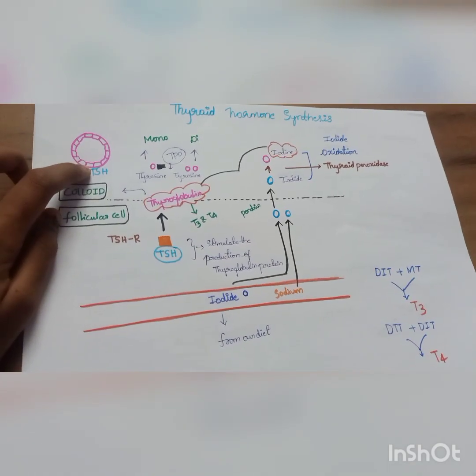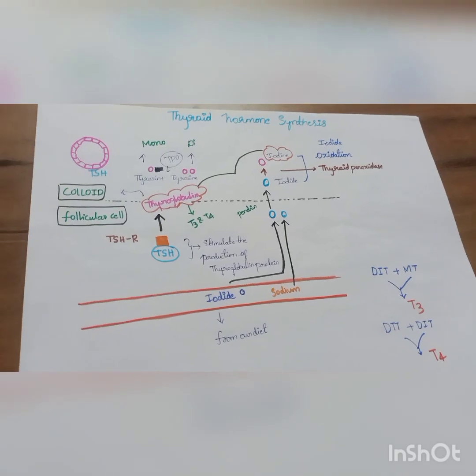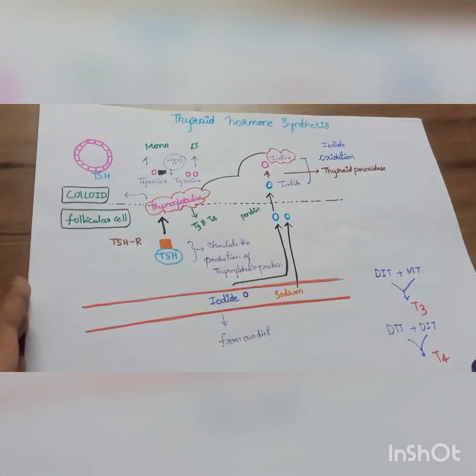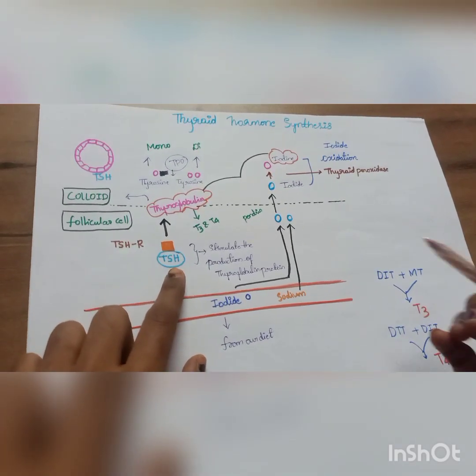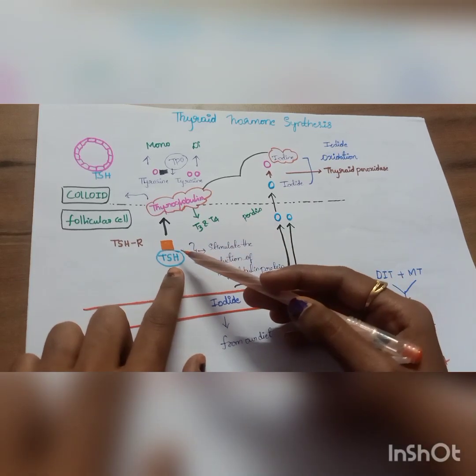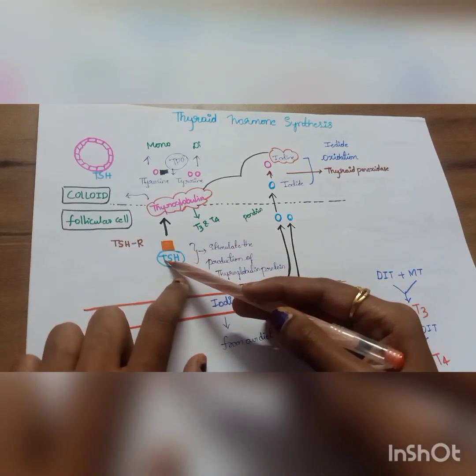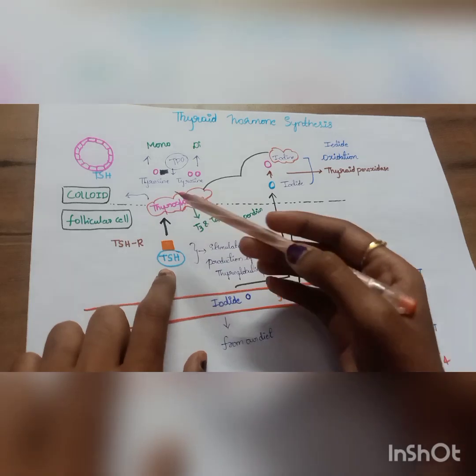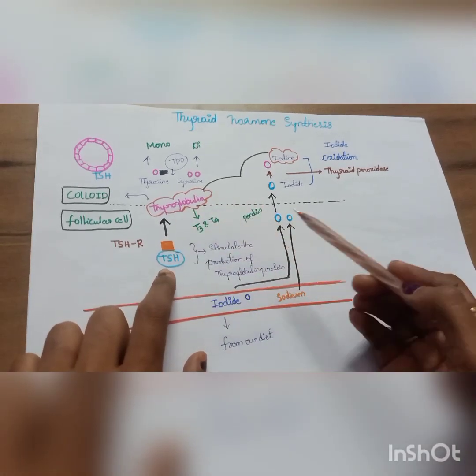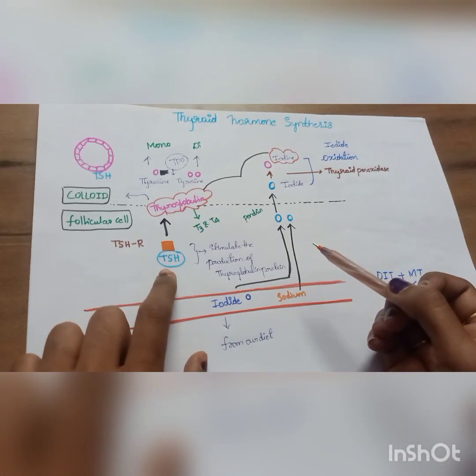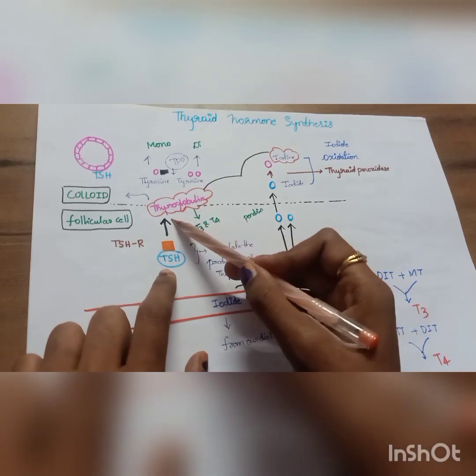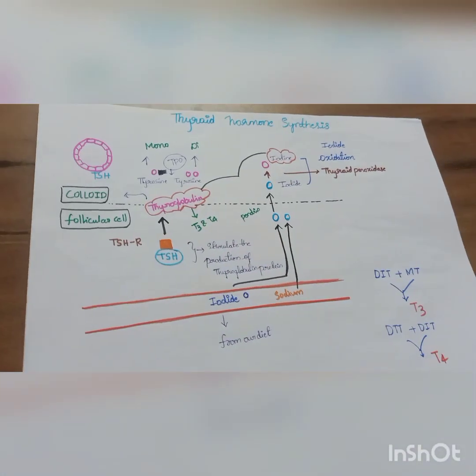So when the TSH, which is released from the anterior pituitary gland, binds to the receptors on the follicular cells. Okay. When the TSH binds on the receptors, this releases the thyroglobulin, which is an important protein. This thyroglobulin is released. Okay.